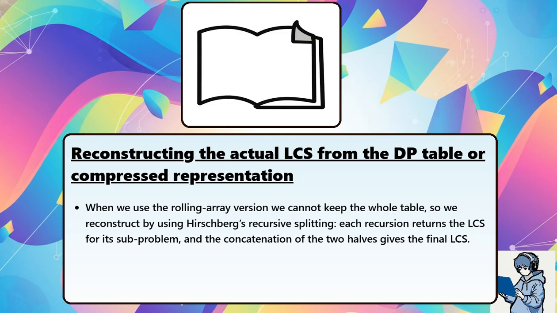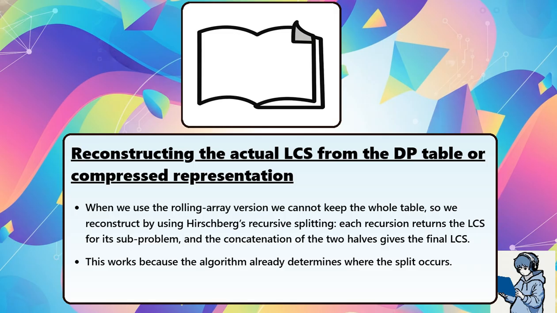When we use the rolling array version, we cannot keep the whole table, so we reconstruct by using Hirschberg's recursive splitting. Each recursion returns the LCS for its subproblem, and the concatenation of the two halves gives the final LCS. This works because the algorithm already determines where the split occurs.